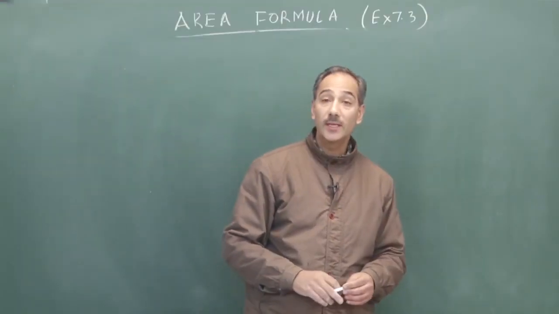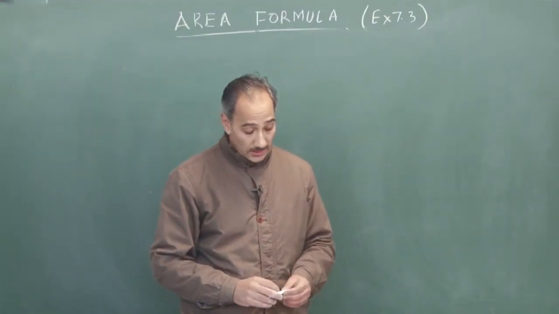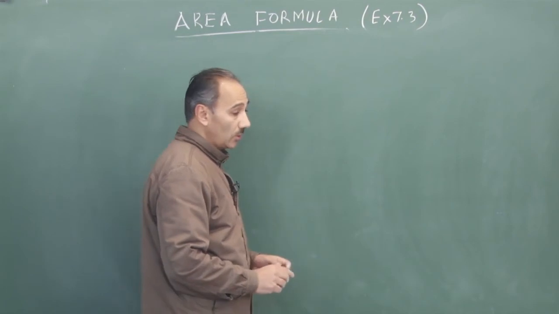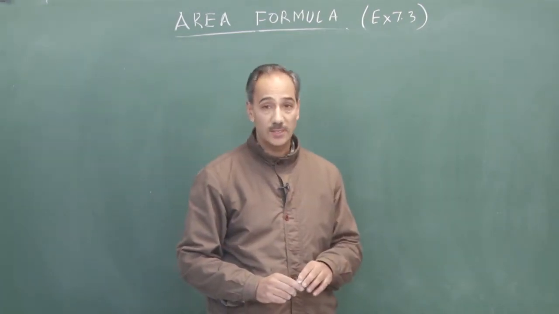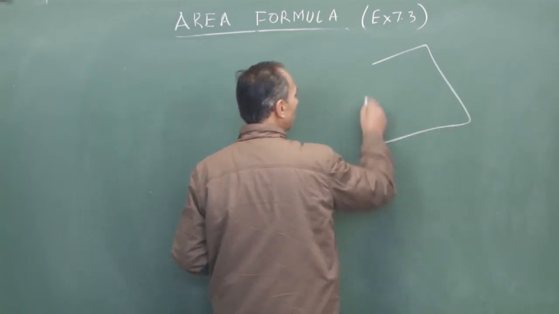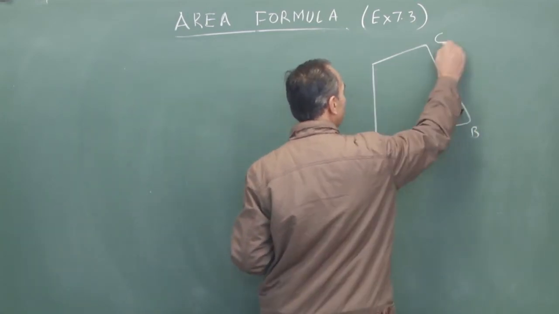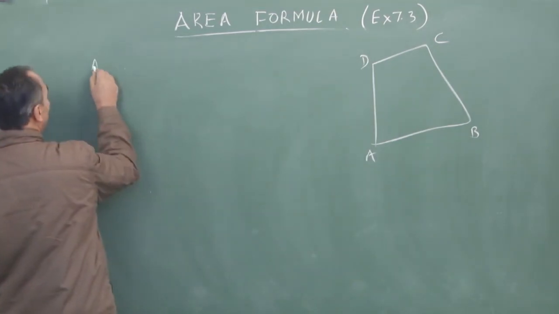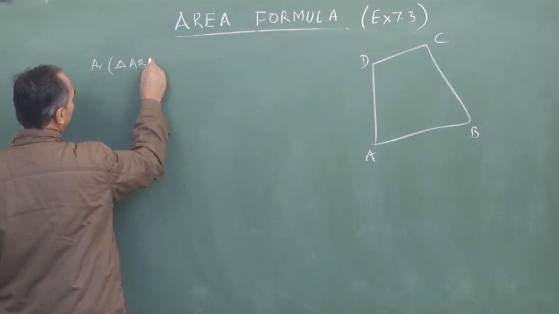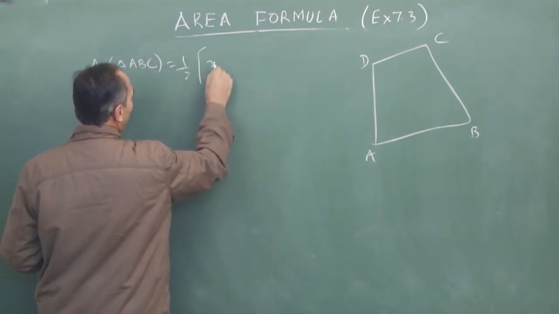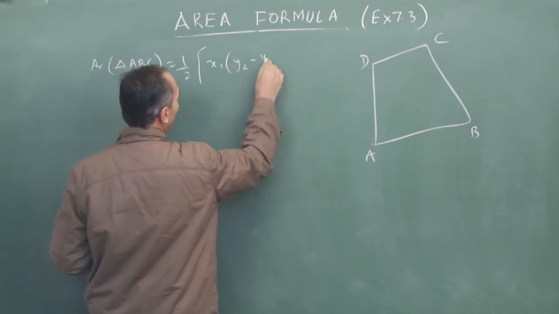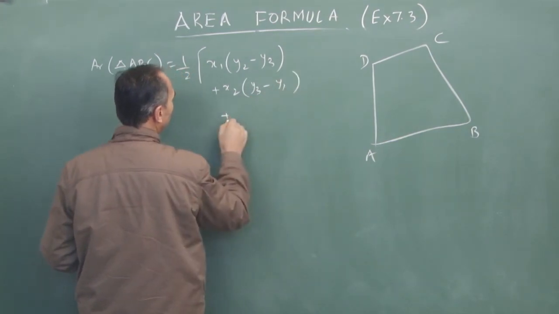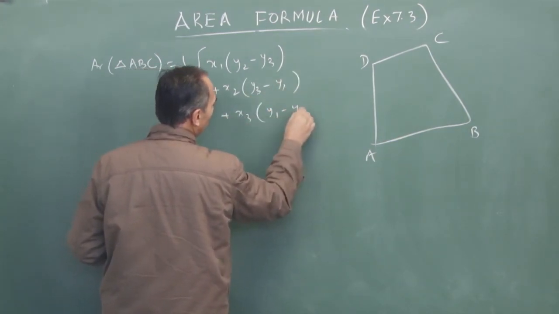Now we'll move on to finding the area of a quadrilateral, and the formula mentioned in the textbook is the same formula for finding the area of a triangle. If you take any quadrilateral ABCD whose vertices are given, the formula is like this: area of triangle ABC is 1/2 [x1(y2 minus y3) plus x2(y3 minus y1) plus x3(y1 minus y2)].